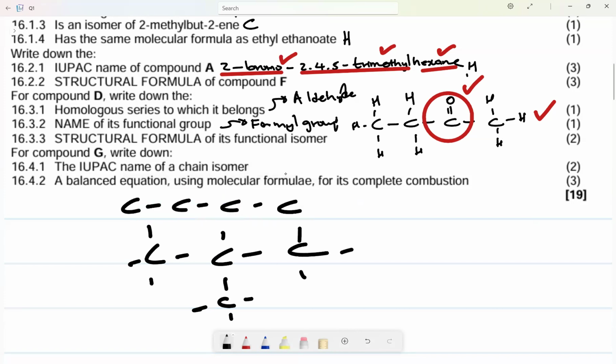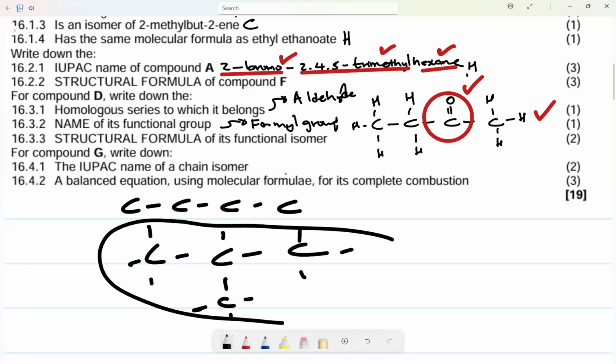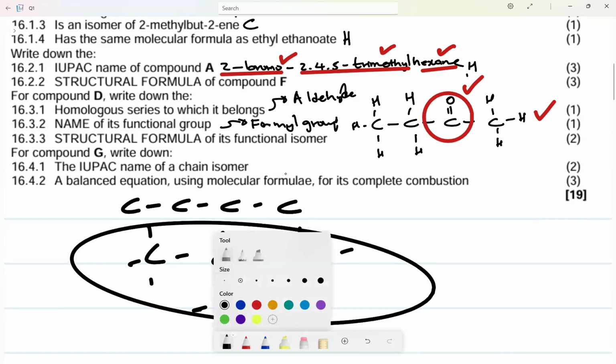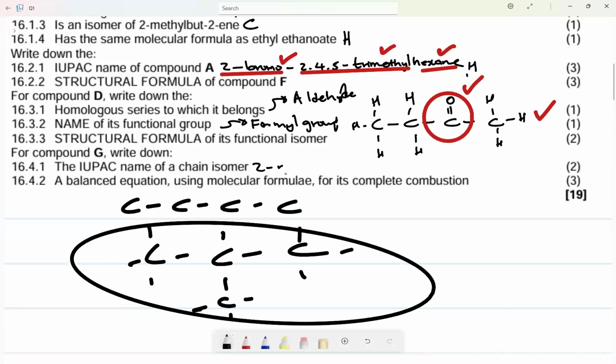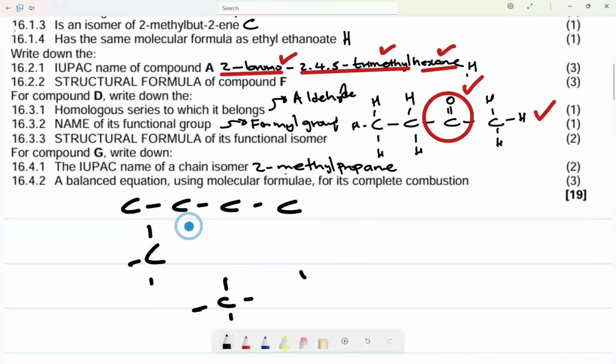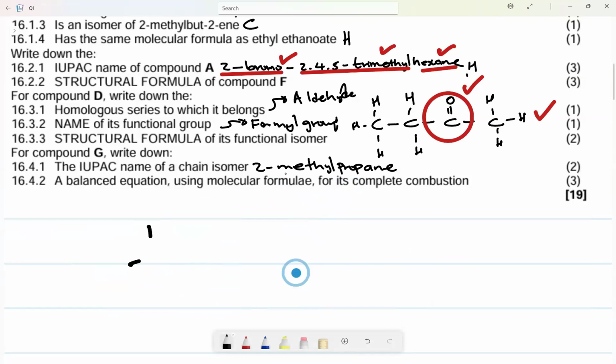But now the same number of carbons. So it means this one is the what? The chain isomer. So its name is 2-methylpropane. How interesting is that? 2-methyl. Why? Because I have a substituent in position number 2, and then the longest chain is prop. How interesting is that?